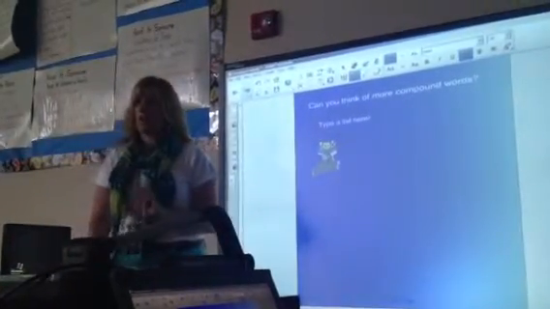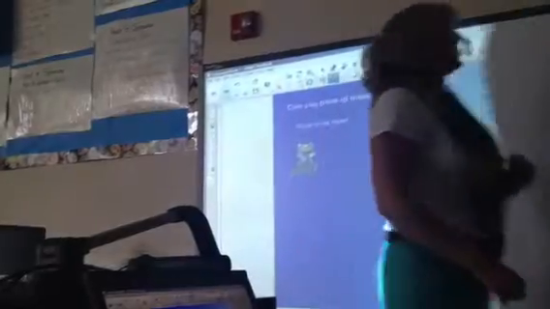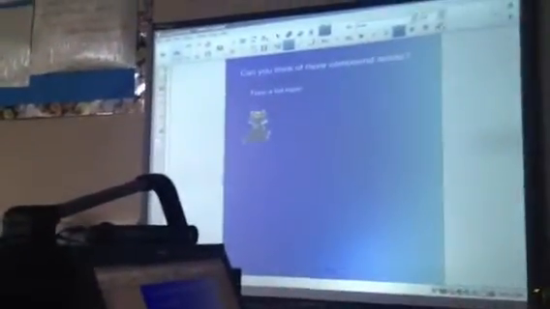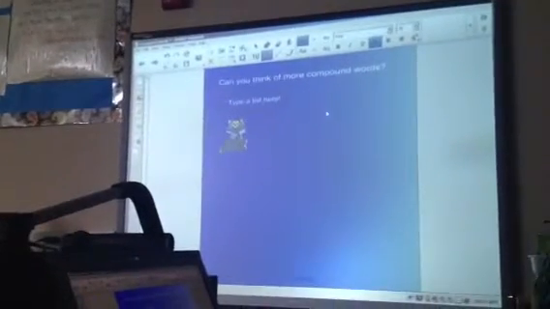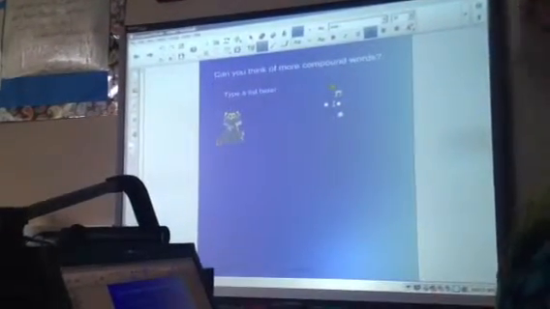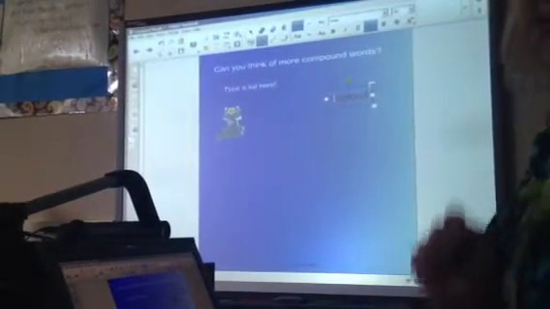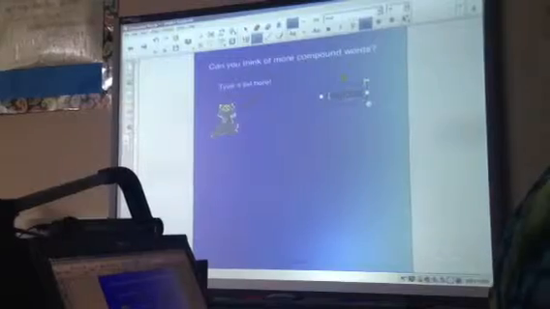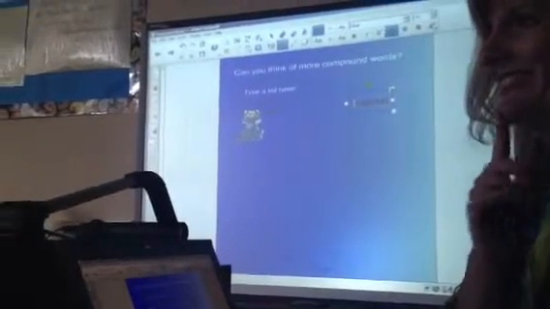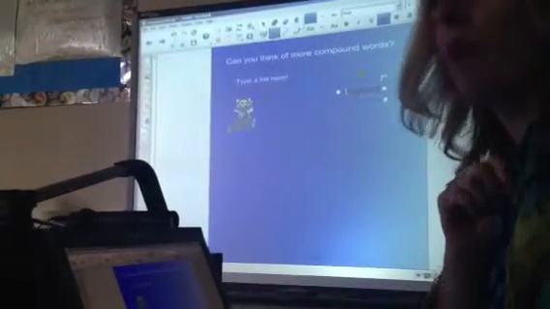Can you think of more compound words? Now, it says type a list here. So I'm going to come over to my computer, and I want you to just think for a minute. What would be a good example of a compound word? Lex, give me one. Dog food. Dog food. Oh, there's a squiggly line under that. Do we know why? Sydney. It's wrong. It's not a compound word.